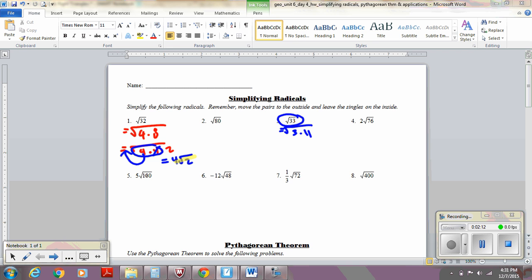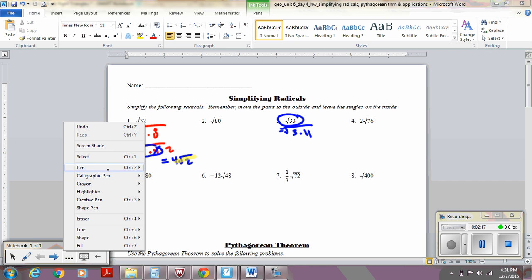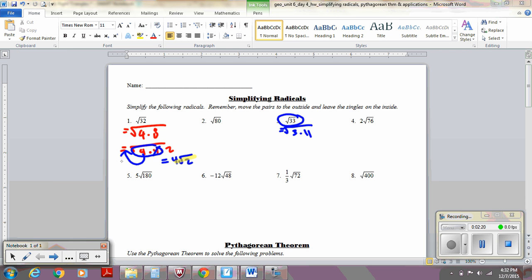On number 5, I would break apart 180, leaving the 5 outside alone right now. 180 would be 9 and 20. And then 9 is a perfect square, so that can stay. It looks lovely. I can break apart 20 into 5 and 4. So 9 is a perfect square, 4 is a perfect square, and then you have 5.